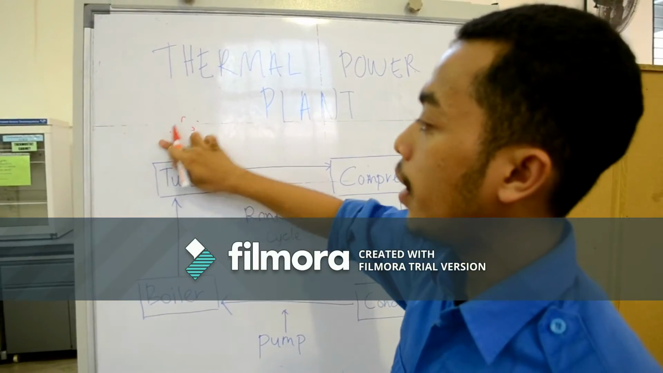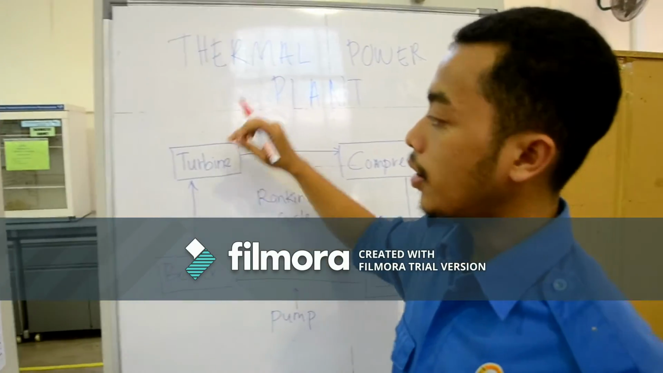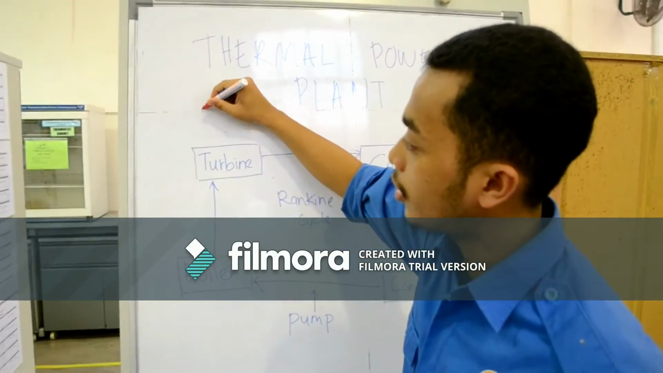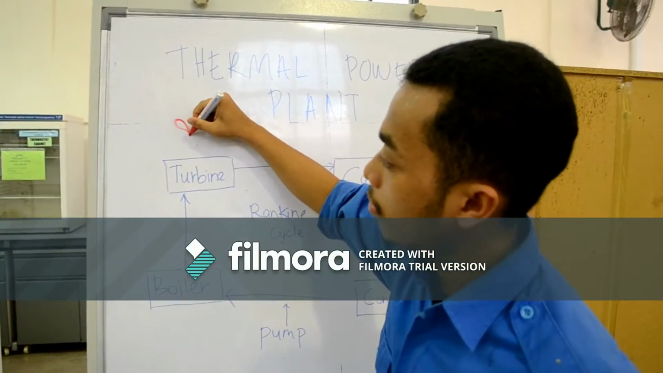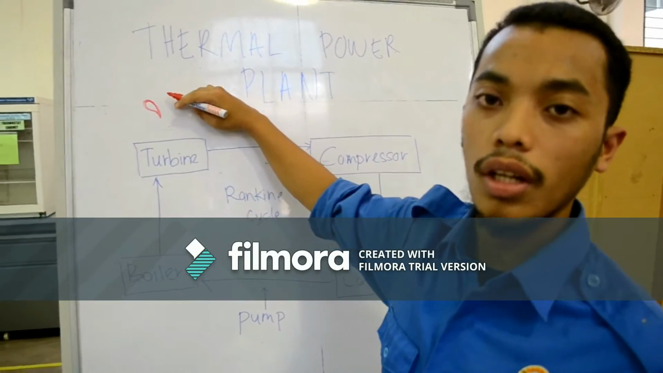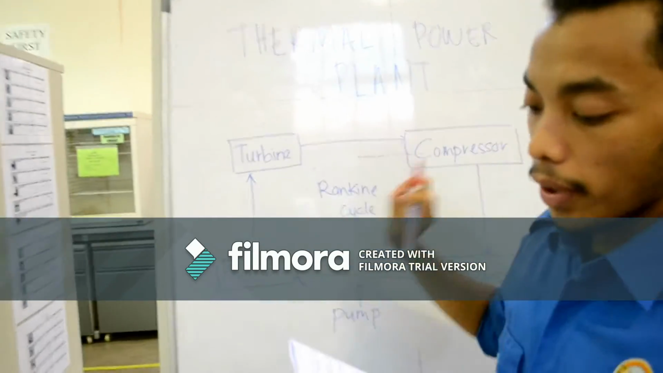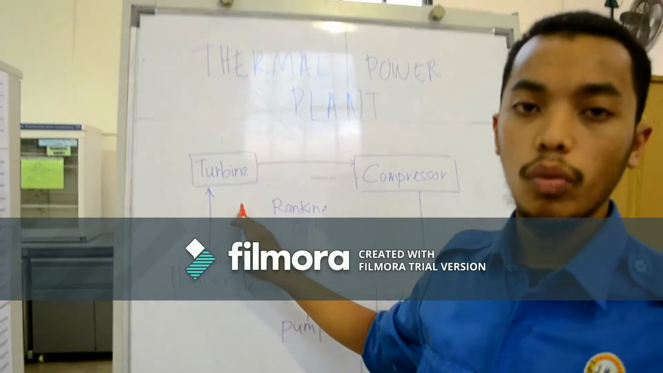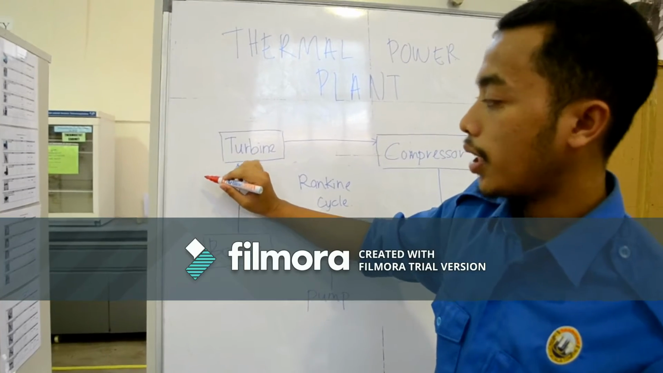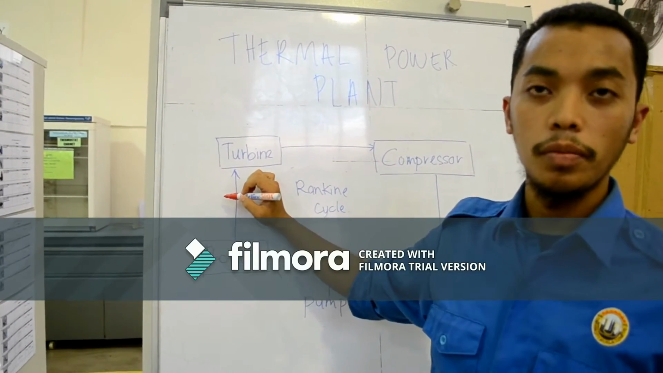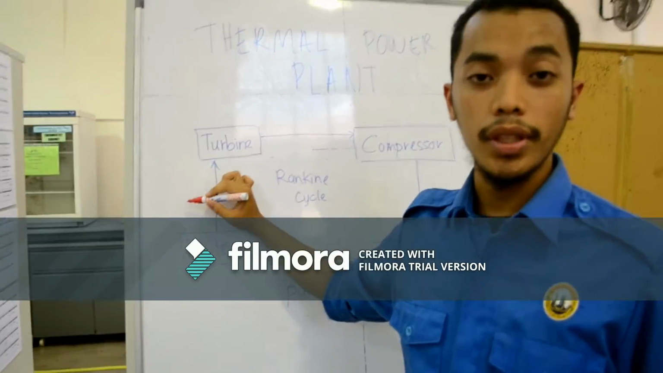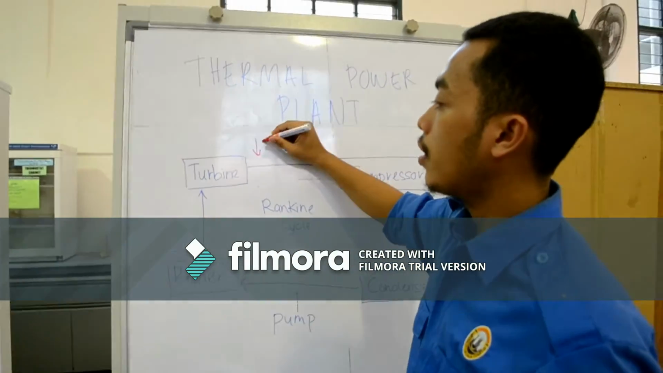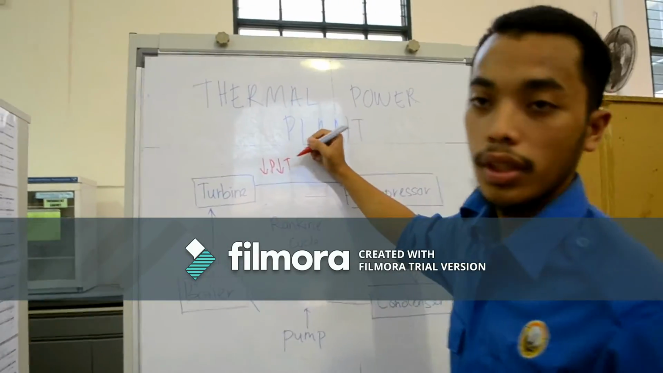In the turbine, the blade must be shaped in an airfoil shape, which is like this. This is the airfoil shape. The turbine rotates with high pressure. As I said, the inlet of the turbine must be at high pressure and high temperature, and the outlet of the turbine must be at low pressure and low temperature.